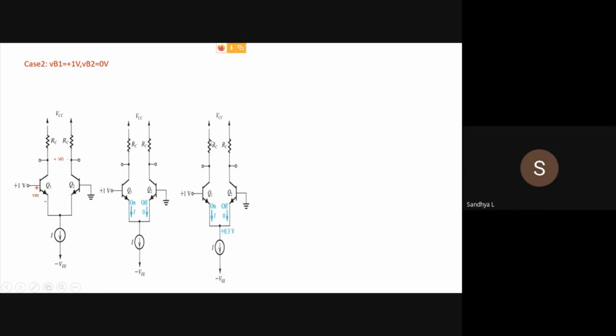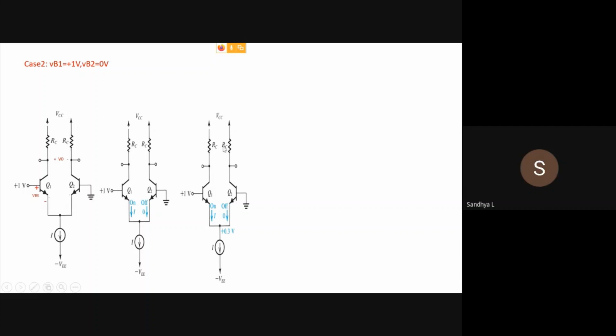So what is the current through RC? Here we are taking alpha also. So current through RC will be alpha into I. That is IC equal to alpha into I. So what is VC1? VC1 is VCC minus alpha into I into RC.